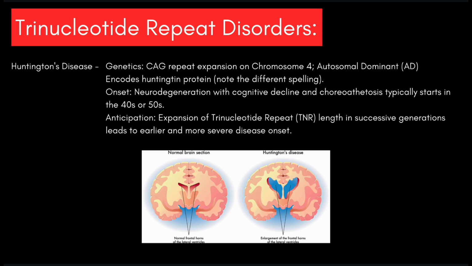The onset of Huntington's disease mainly occurs with neurodegeneration with cognitive decline and choreoathetosis, which typically starts in the 40s or 50s. And an important point to note, anticipation is the expansion of trinucleotide repeat length in successive generations, which leads to earlier and more severe disease onset. And I have a picture of a normal brain section and a brain affected with Huntington's disease to visually aid you guys.